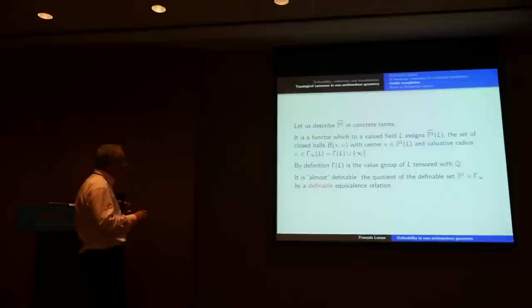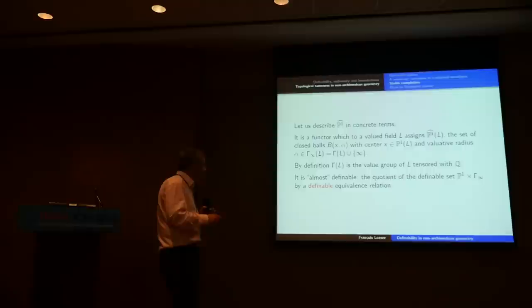Concretely, it's a functor: given a valued field, it's a set of closed balls where the centers are rational points in P1 over L, and the radius belongs to the value group tensored with Q, together with infinity. Here I have infinity because my valuation is written additively, so the valuation of zero is infinity. Okay?